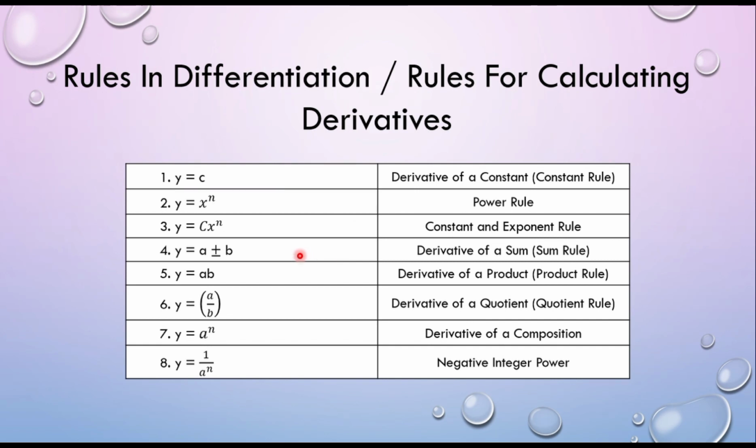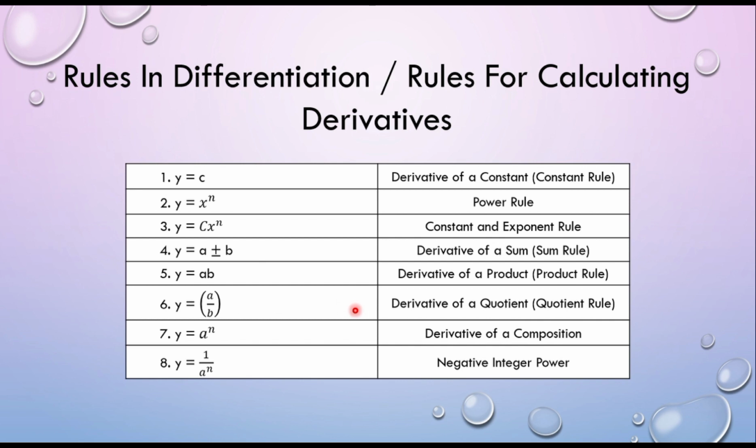Then number 4, y is equal to a plus minus b. It is called a derivative of a sum, or sum rule, or a difference rule. Then 5, y is equal to a times b. It is called a derivative of a product, or a product rule. Then number 6, y is equal to the quantity a over b. It is called a derivative of a quotient, or quotient rule.